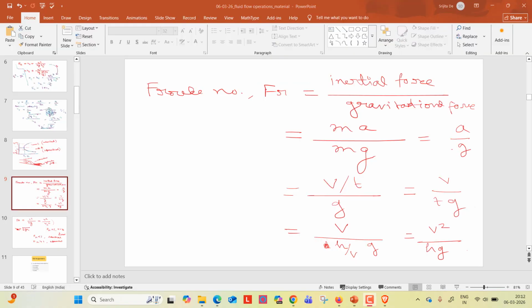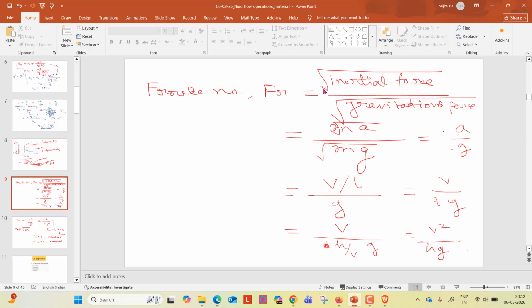So there is one thing I need to mention here. I forgot to mention: it is not only inertial force or gravitational force, it is the root under inertial force and root under gravitational force. So these are all under root. Sorry for the mistake. Please correct it in your notes.